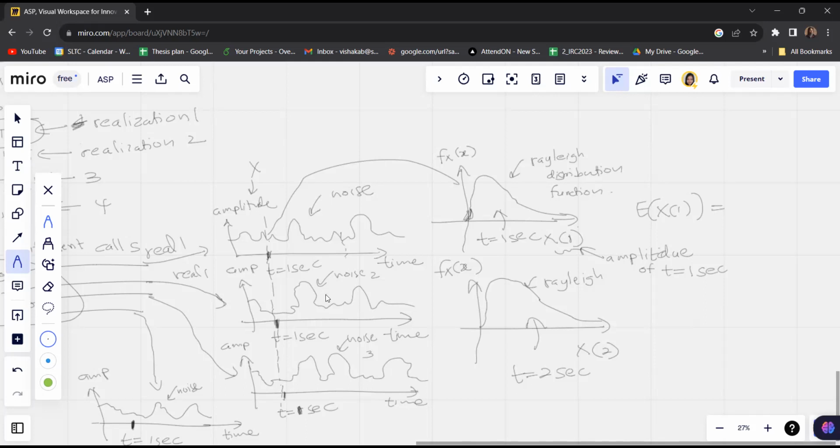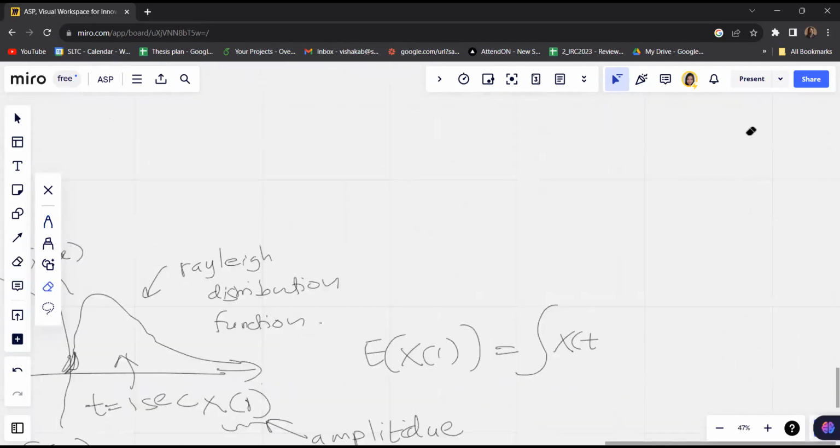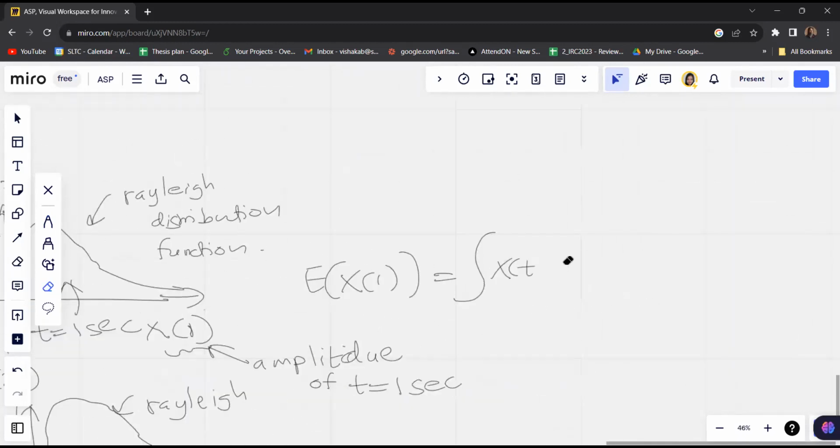The average of that amplitude I can find by the expectation operation on the amplitude that I get at time instance 1 second, that I denote as x1. So the expectation of x1 will be the average, right? The average value I can denote again using an integral, which is x1, right? So what is the average value here? How can you determine the average value using integration?